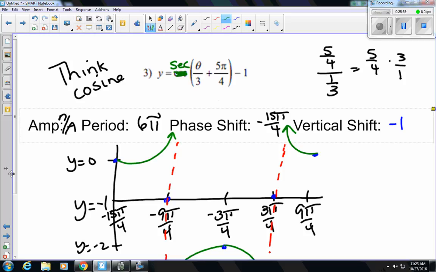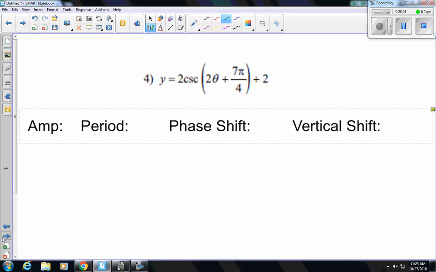We got one more. Let's make this one negative 2. And this one we're going to do in the calculator because I want you to see what it should look like and how you can use your calculator to help you with those multiple choice questions on WebAssign where they give you the graph and you have to pick out the right one.